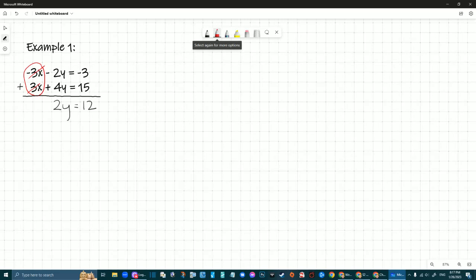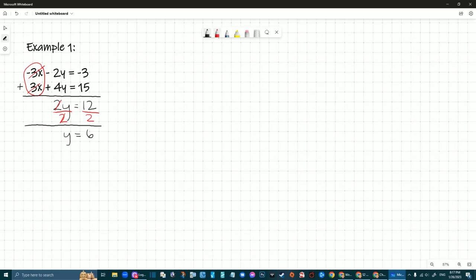Step 4 is to solve this new equation, 2y equals 12, for y. So we divide by the coefficient in front of the y, divide by 2, divide by 2. When we do that on the left, those 2's cancel, and we're left with y equals 6. Our last step is to find the missing variable. I have y, I need x.